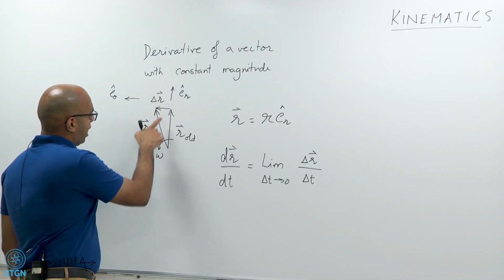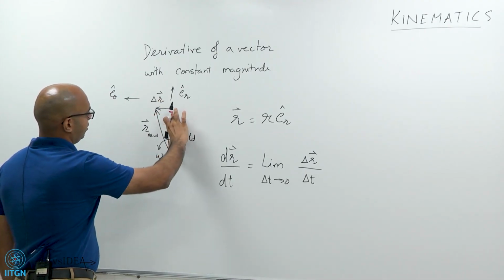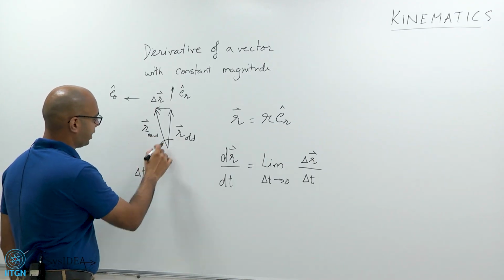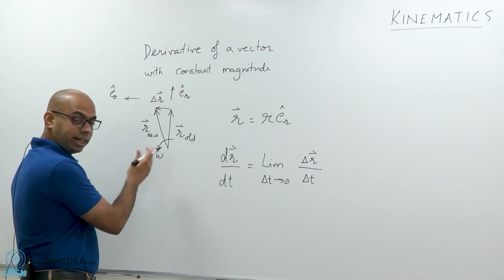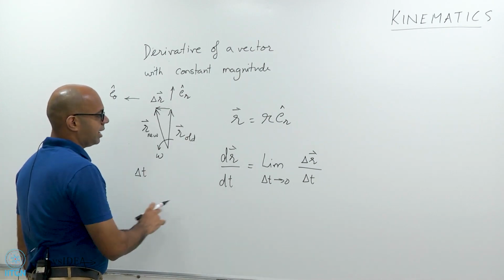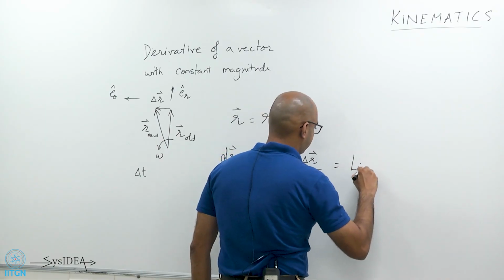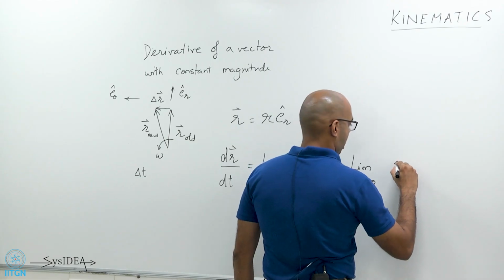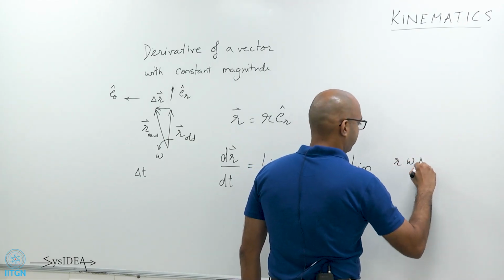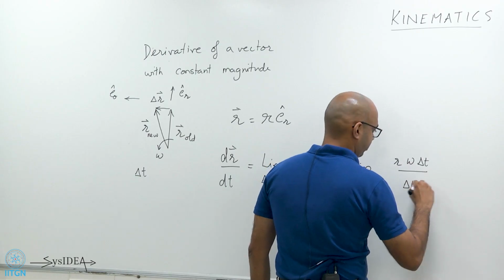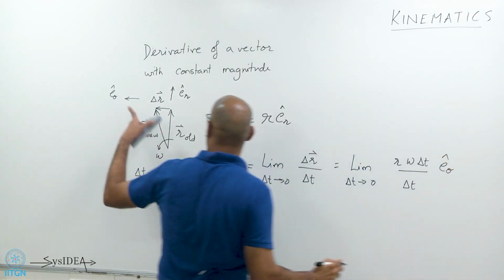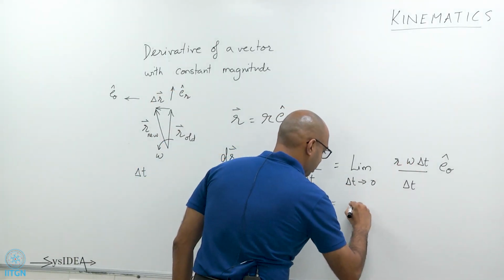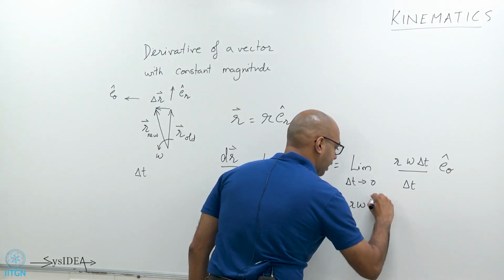Then delta r as a vector is really radius times angle. This angle is omega times delta t, because in delta t it would cover that much angle. And this radius is r, so this would give me the limit as delta t tends to 0 of r omega delta t divided by delta t in the e_theta hat direction. Delta t cancels out, and I would get r omega e_theta hat.